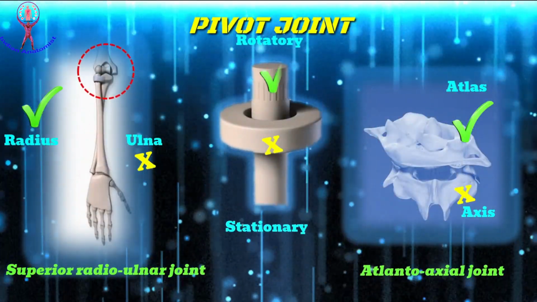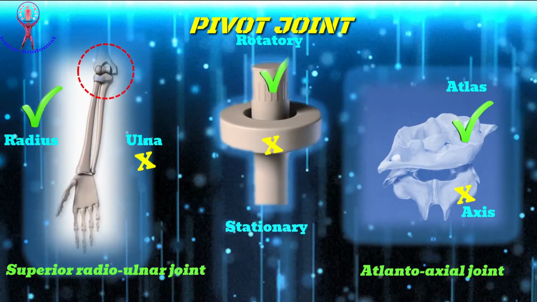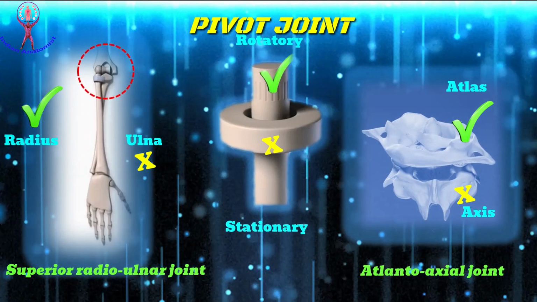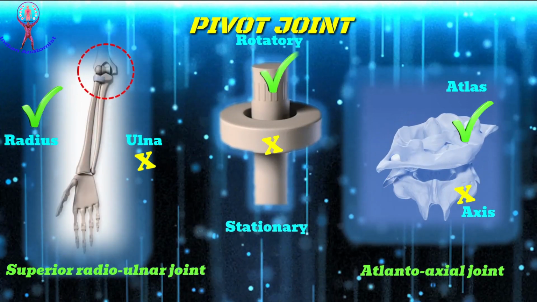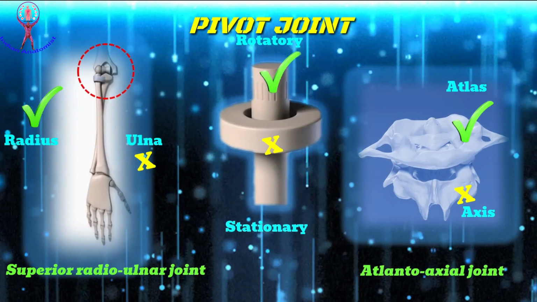Dear students, here I have shown 2 different types of pivot joints. But both are showing that one bone is stationary, and another one is rotatory. The cross mark indicates the stationary bone, and the tick mark indicates the rotatory bone.